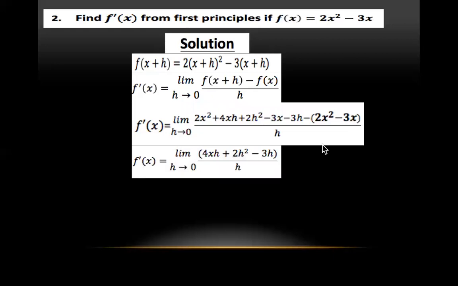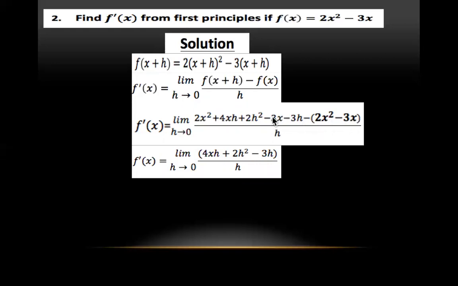Now, remember, I said anything that does not have h must be eliminated. So if we expand this bracket, this whole thing will be negative 2x squared when we expand the bracket. So it will add to 2x squared. That becomes 0. So that one is gone. Negative 3x times negative 1 will give us positive 3x.